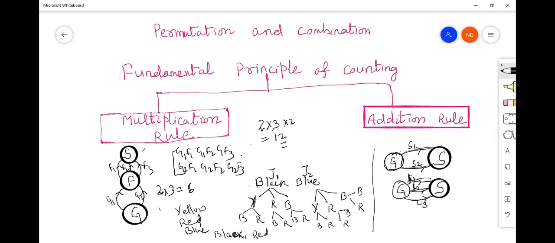So what you can do, two staircases can be used in two ways and three lifts you may choose L1 or L2 or L3. So this is three ways. Total number of ways will be 2 plus 3 equal to 5. That means reaching second floor from ground floor will be 5.